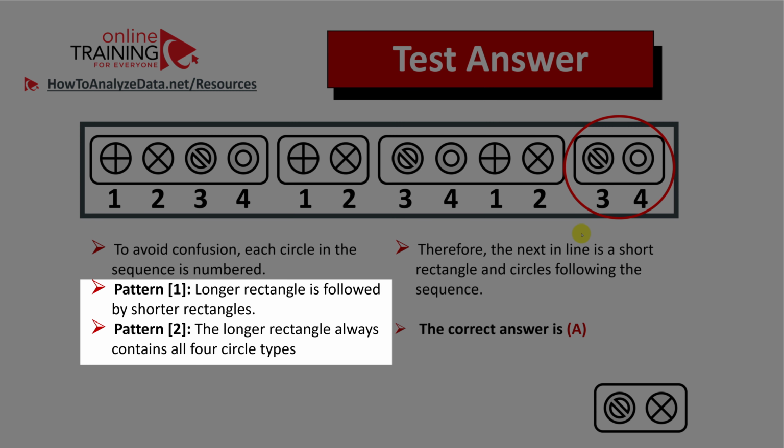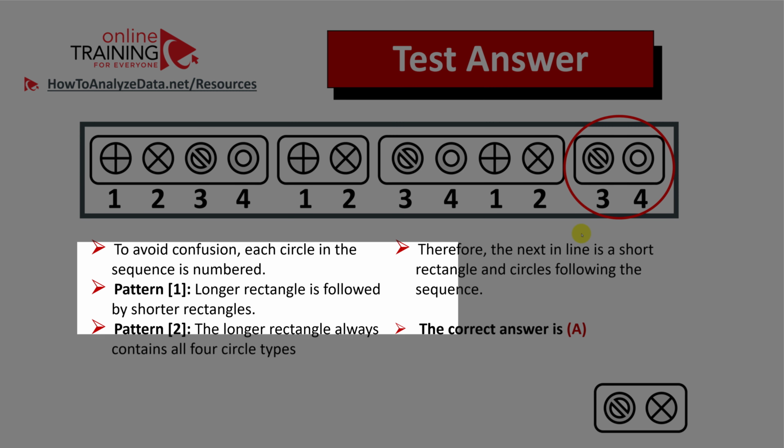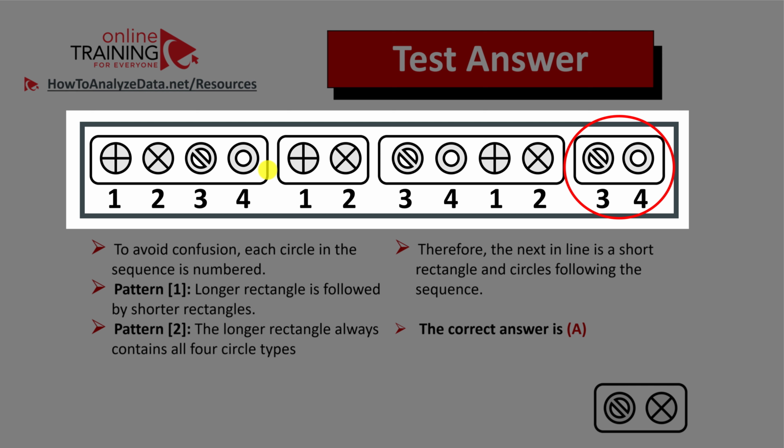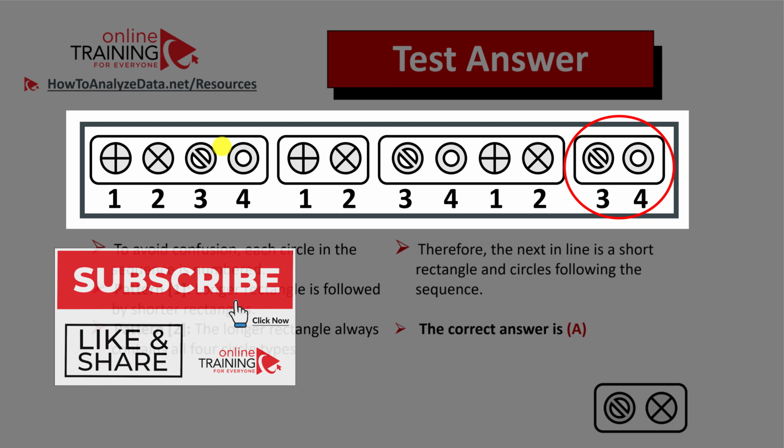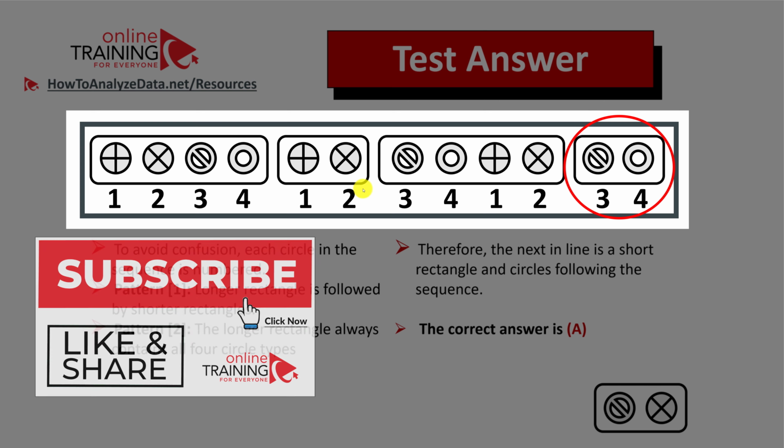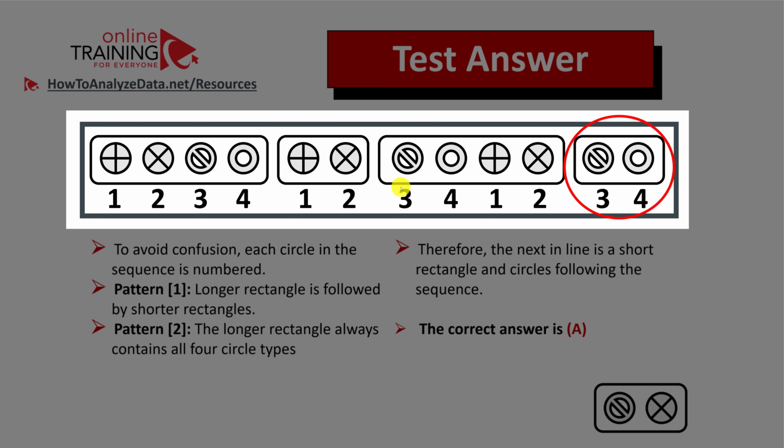What you see here is 2 different types of patterns. You see that there are 2 different types of rectangles here, a large rectangle as well as the small rectangle. The large rectangle is always followed by the small rectangle, and then another large rectangle. Large rectangle always contains 4 circles, and each circle is of a different type. Small rectangle only contains 2 different circles.